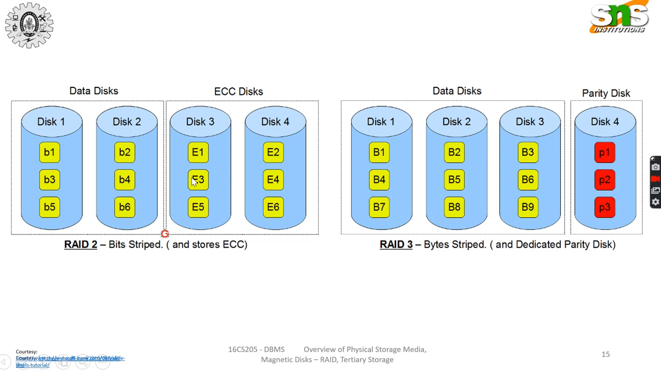And the next is byte level striping, where even here it is a distributed storage. Instead of bit level striping, here the block level striping is done, so the entire block will have data blocks like 1, 2, 3, or B4, B5, B7. For this, one parity item will be calculated and stored in a separate disk, which is called the parity disk.